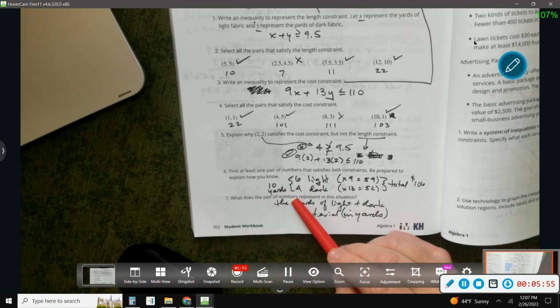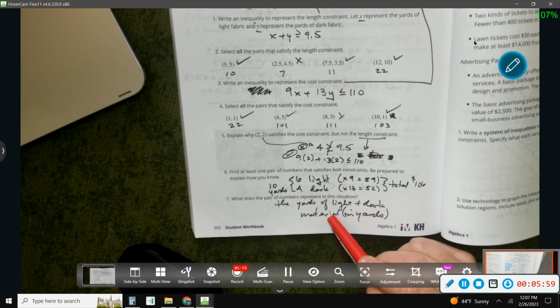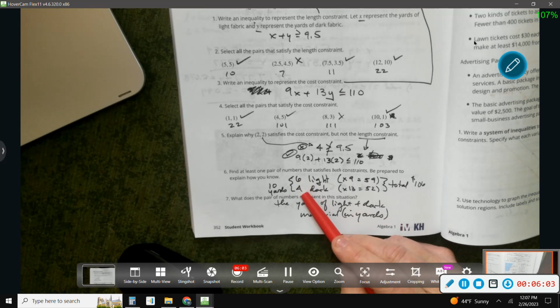What does the pair of numbers represent? It's the yards of light fabric and the yards of dark material, and the units are going to be in yards for each one of them.